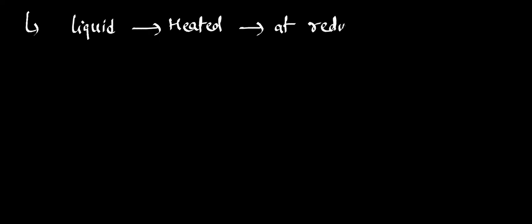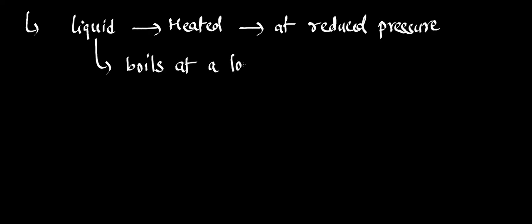So what are we going to do basically here? The liquid mixture is heated at reduced pressure. Why are we reducing the pressure and then heating the liquid? Because with the help of reduced pressure, we can boil the liquid at a lower temperature. So now the liquid boils at a lower temperature. And why are we not boiling at its normal temperature? Because at its original boiling point, it decomposes.